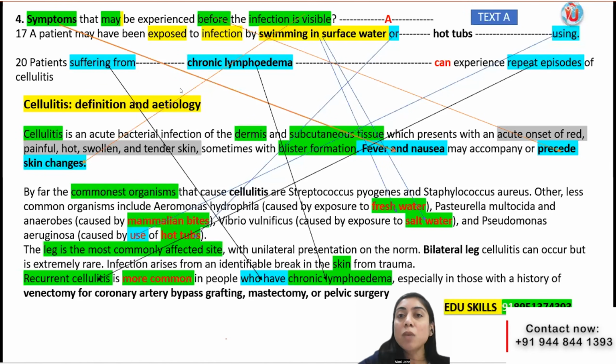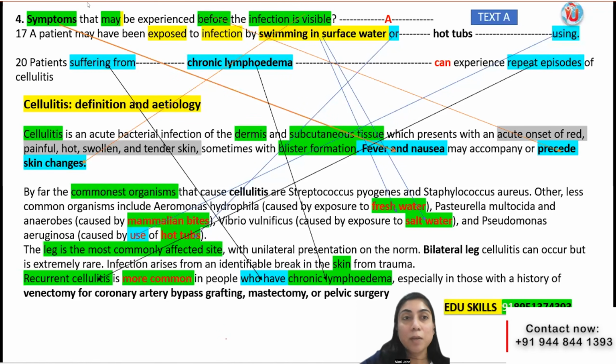Then the type, how it's caused by. So it's a bracket they are giving. So here, swimming: we can swim in fresh water or salt water. There may be a chance to get an infection, or using the hot tub. This is the word here, using, and in the text, use hot tubs. Did you get? Yes, ma'am.